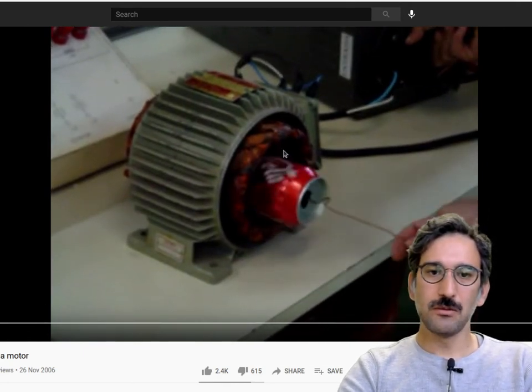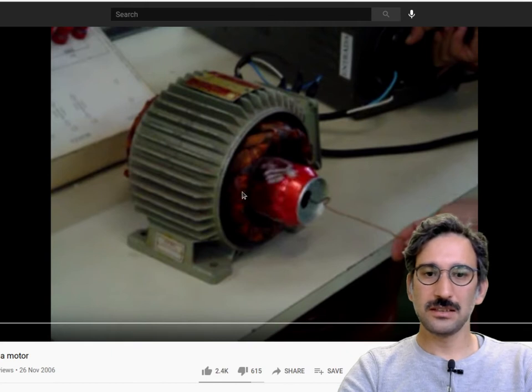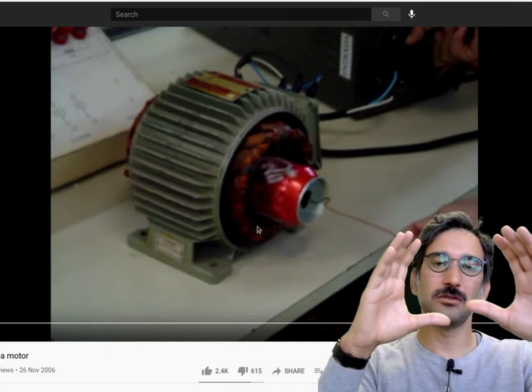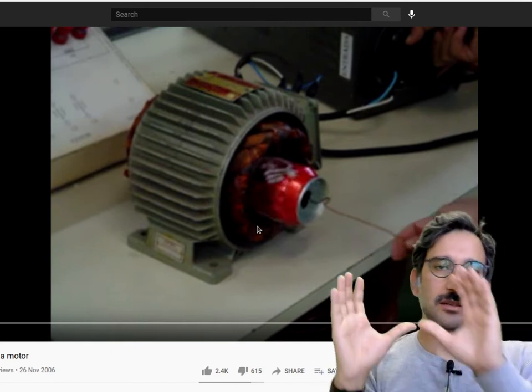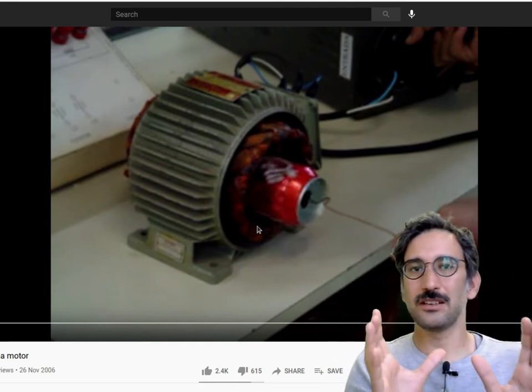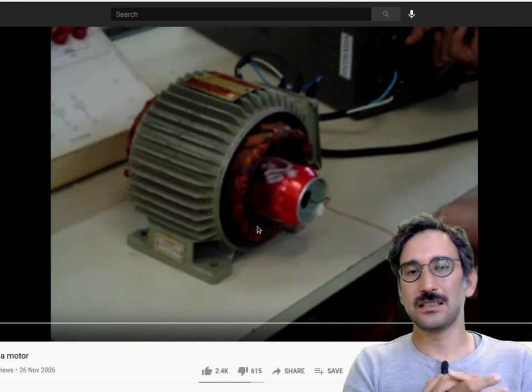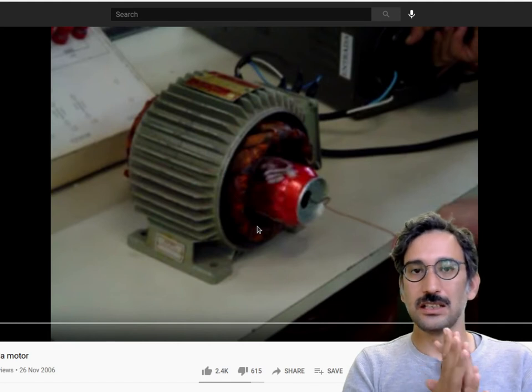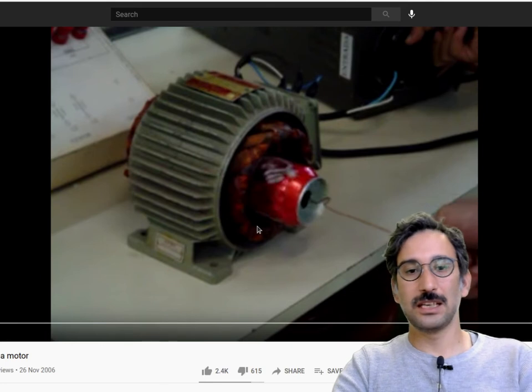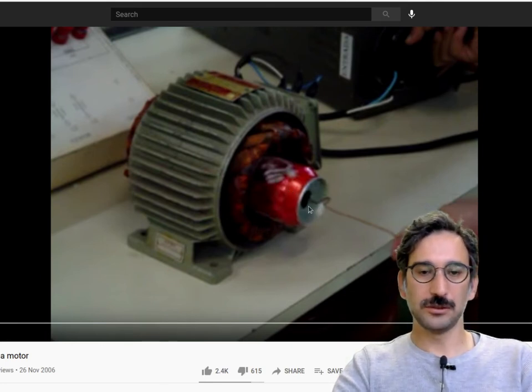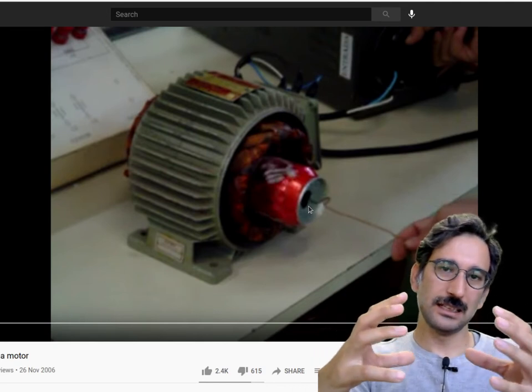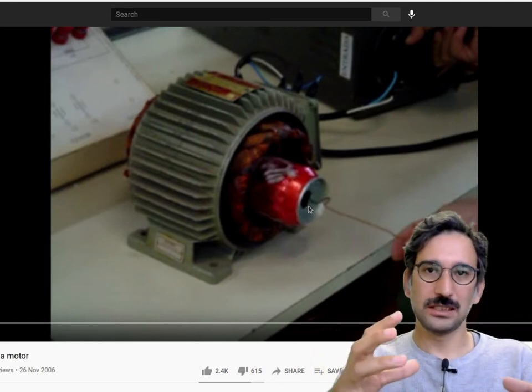So here what you have is just some induction motor stator. Again, it seems complex, but at the end of the day you have three coils separated by 120 degrees, and they are excited with three-phase voltages. So they create a rotating MMF, and now you are putting a Coca-Cola tin, which is an aluminum tin, so that is conducting.